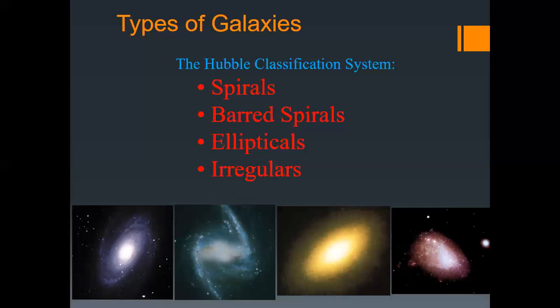Then there are 7 subtypes: E0, E1 to E7. E0 is almost perfectly round and E7 is very elongated. So here's a picture of E0 and here's an E6 one. As you see, it's elongated, right? This is mostly a round shaped galaxy. There are giant elliptical galaxies, 2 times as big as the Milky Way galaxy.